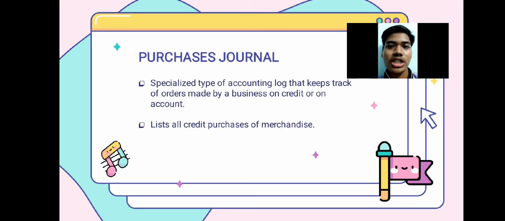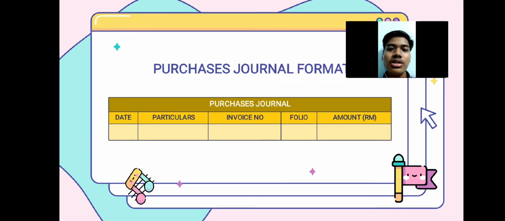Now I will explain to you guys about purchase journal. What is a purchase journal? A purchase journal is a specialized type of accounting log that keeps track of orders made by a business on credit or on account. So, what is the function of a purchase journal? The function of a purchase journal is to list all credit purchases of merchandise. The picture below is the format of a purchase journal.